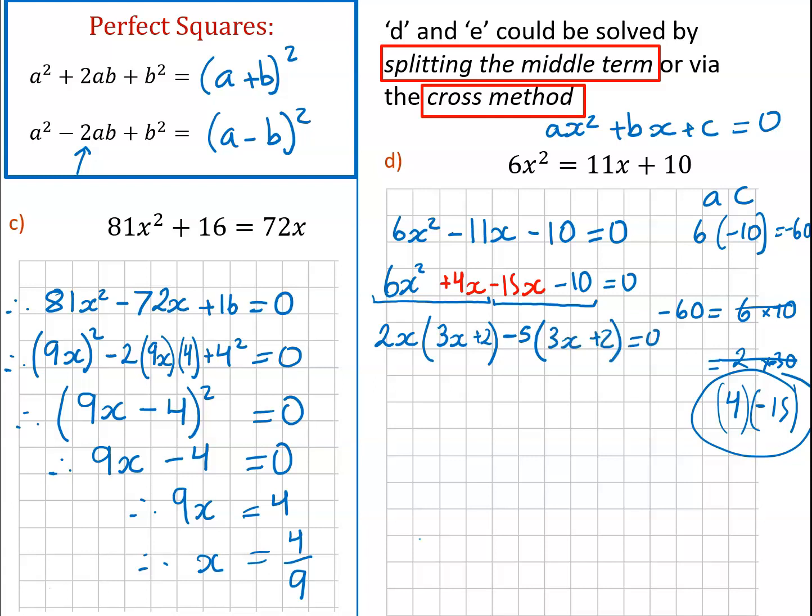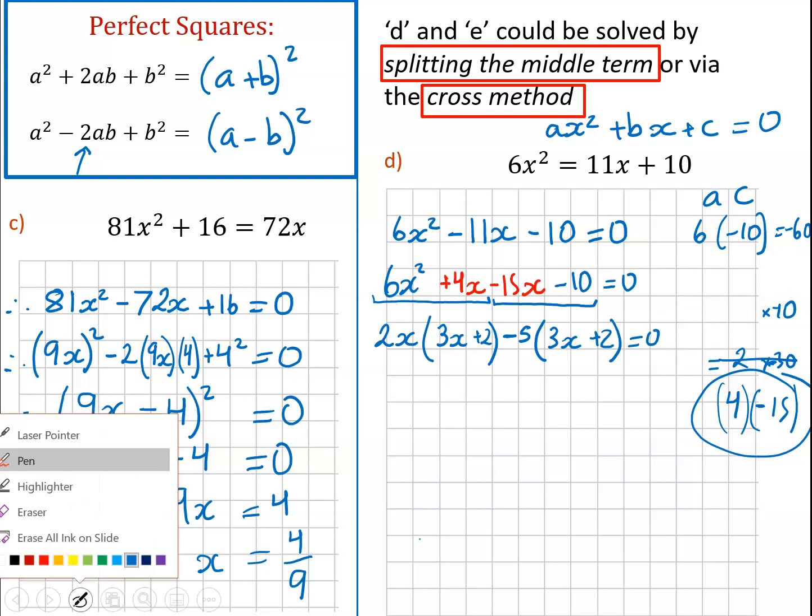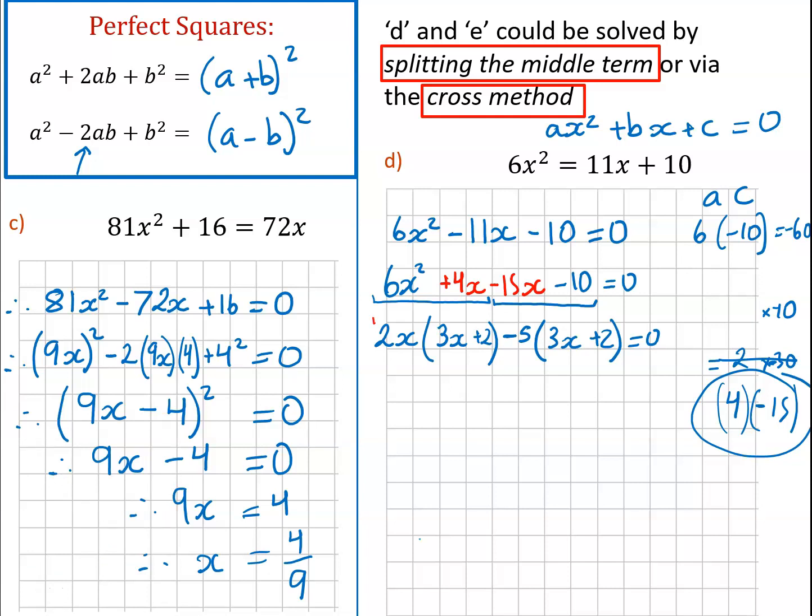But after all of that, look how good this is. Let me change the color here to make it a little bit easier to see. This is one term. This is my second term. What are the factors of the first term? The factors are 2x and 3x plus 2. What are the factors of the second term? Negative 5 and 3x plus 2. What's the common factor there? 3x plus 2 is the common factor. Okay, so my next bracket is going to have to be 2x minus 5.